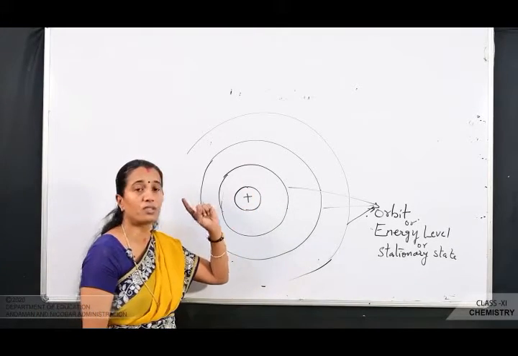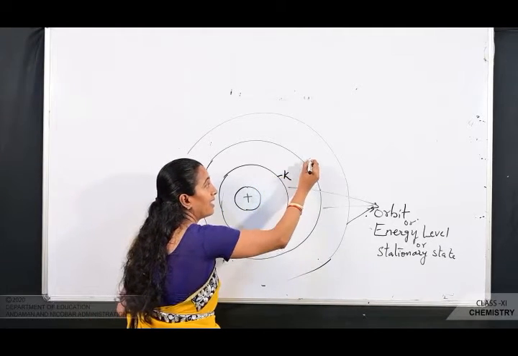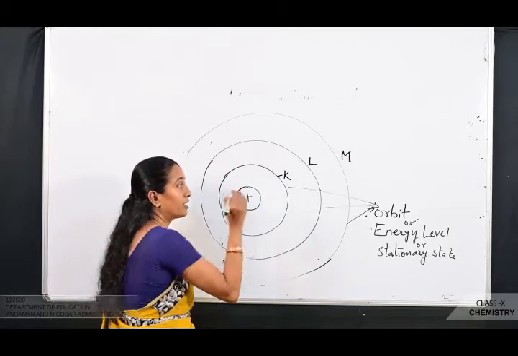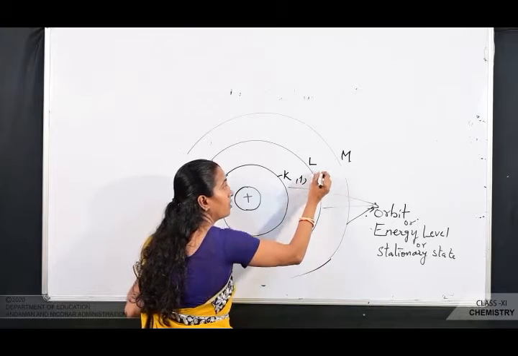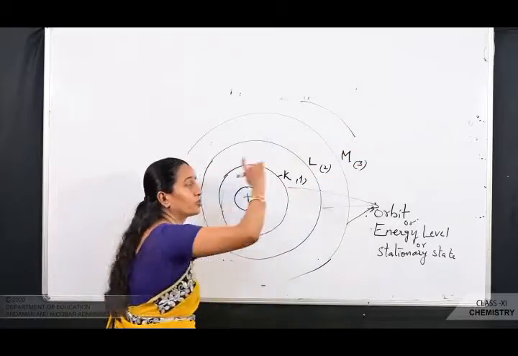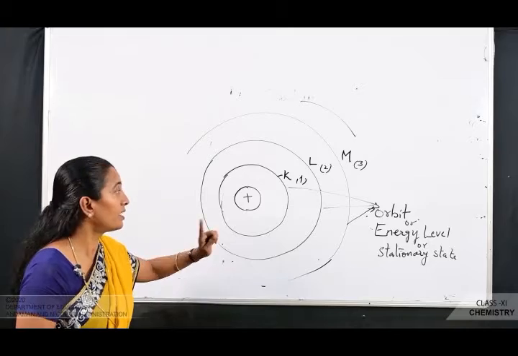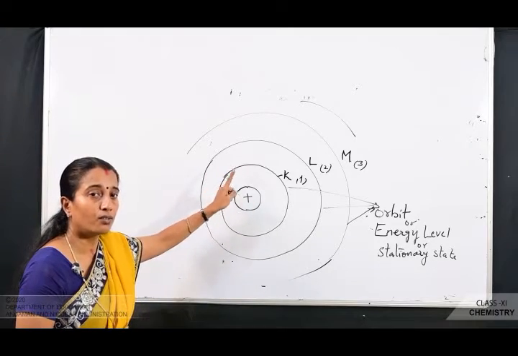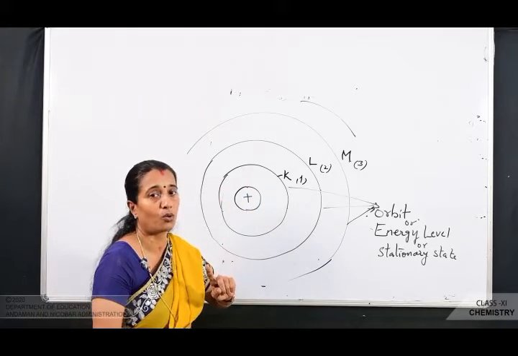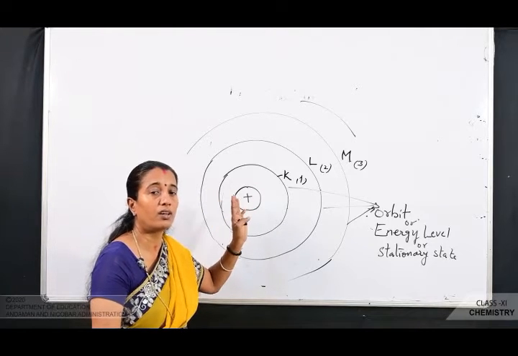Before going to the second postulate, let us see these orbits, they are designated as K, L, M. In lower classes you have already learned this, numbered as 1, 2 for the second energy level, this one is the third, and so on, with the n-th level also present. This is the first postulate. The first postulate says that the electron revolves around the nucleus in a circular path, and that circular path has constant energy. That path is called an orbit or energy level.